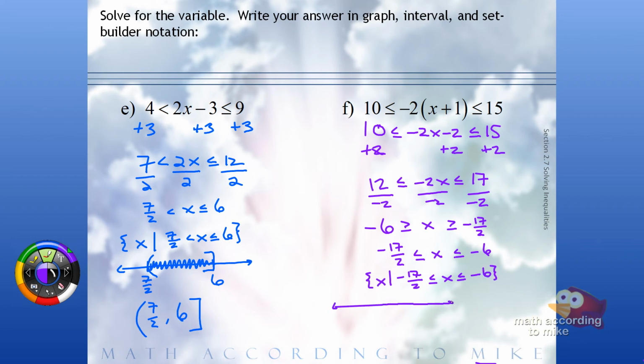Because the graph from left to right, here's the negative 17 halves. Here's the negative 6. That's really 2 down there, believe it or not. We'll shade in between like before, with brackets on both sides this time. And interval notation, negative 17 halves, comma, negative 6.